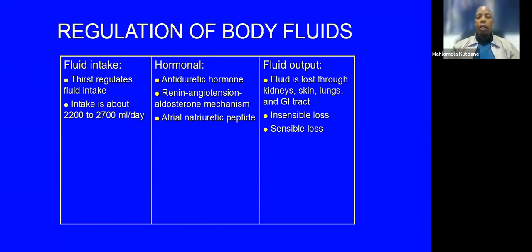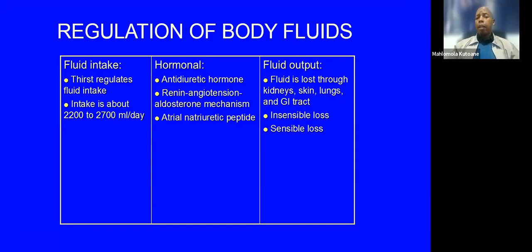We have the renin-angiotensin-aldosterone mechanism, which is able to convert angiotensin 1 into angiotensin 2, thus helping to conserve water. And the atrial natriuretic peptide hormone, which helps to lose water from the body. And we also have the fluid output mechanism, where fluid is lost through the kidneys, skin, lungs, and the gastrointestinal tract. And this can be either sensible loss or insensible loss, as indicated for each of the systems.